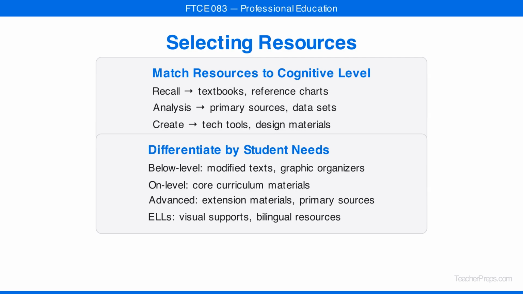Advanced learners might need extension materials, primary sources, or independent research opportunities. English language learners need visual supports, bilingual resources, and materials with context clues.